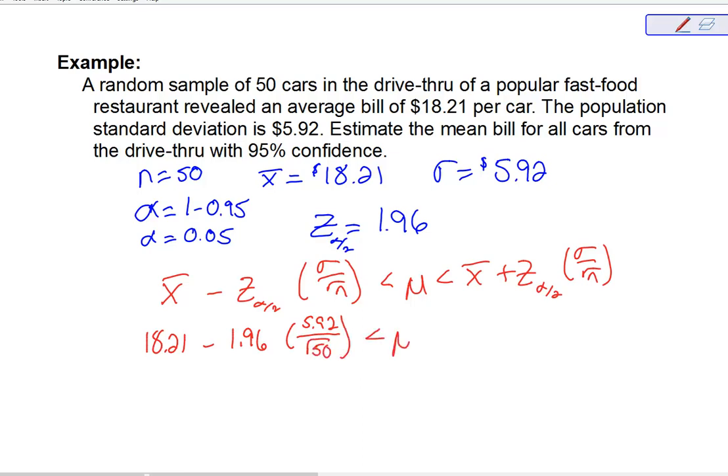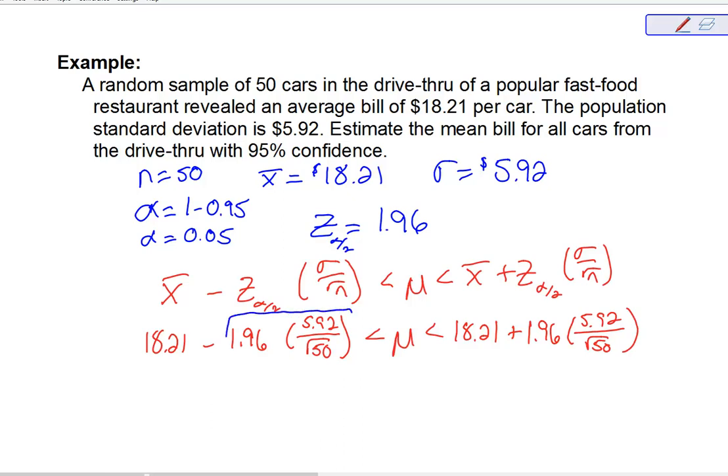And again, I do not change mu. Mu stays the exact same. And over here, it looks the exact same except for my minus sign changes to a plus sign. And that should be 1.96 times 5.92 divided by the square root of 50. Okay.